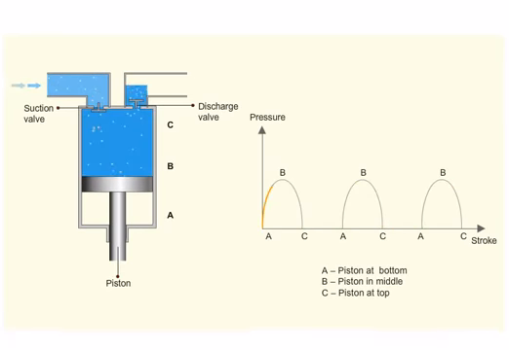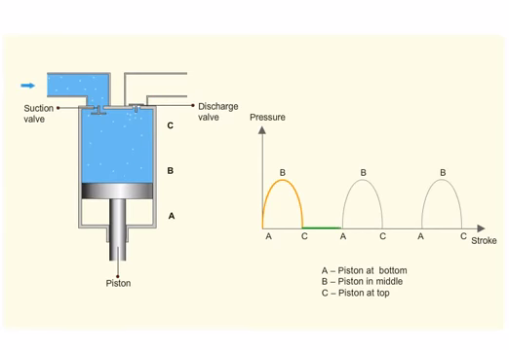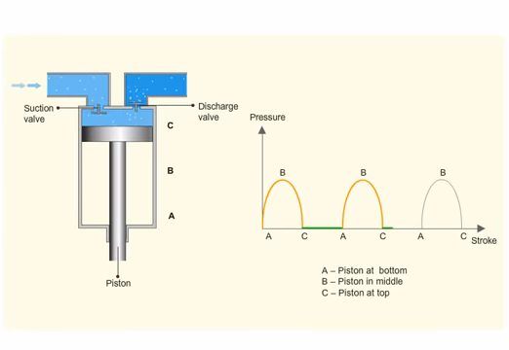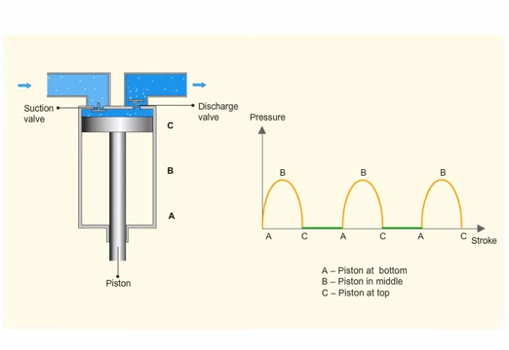As the piston moves from A to C, it reaches maximum speed at B before slowing down to a stop at C. The piston stops and reverses its direction from C to A. Hence, the pressure is highest at B and lowest at A and C. The cycle is then repeated.